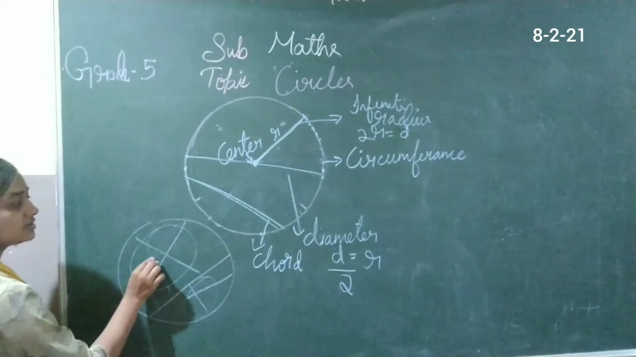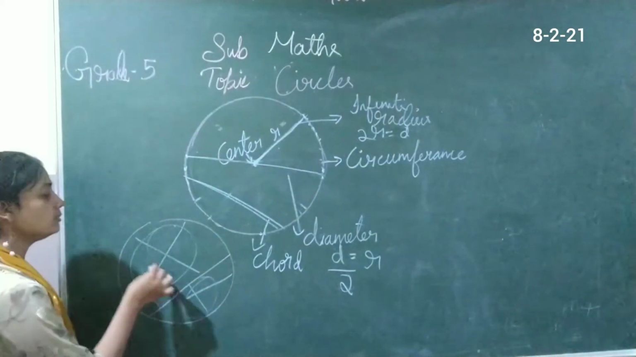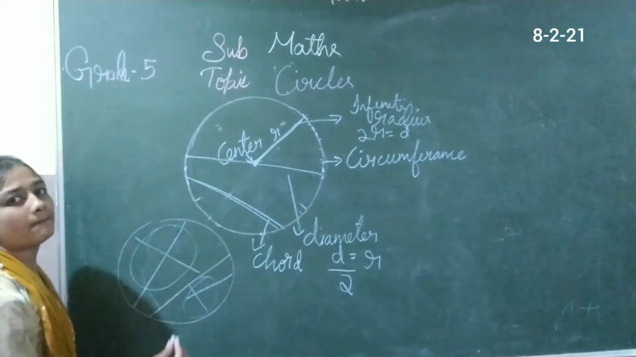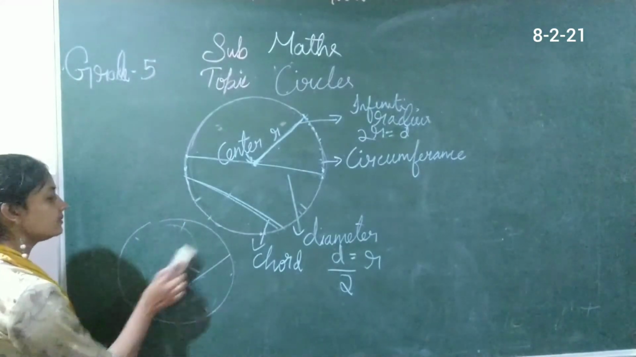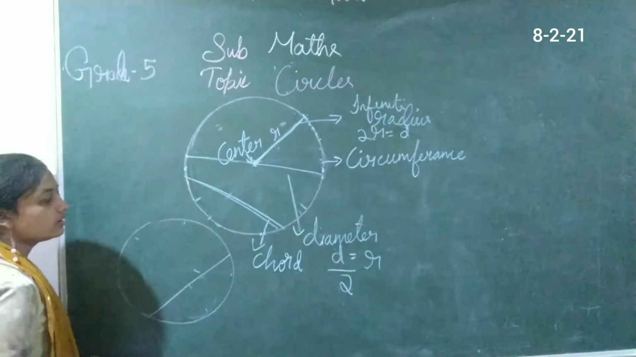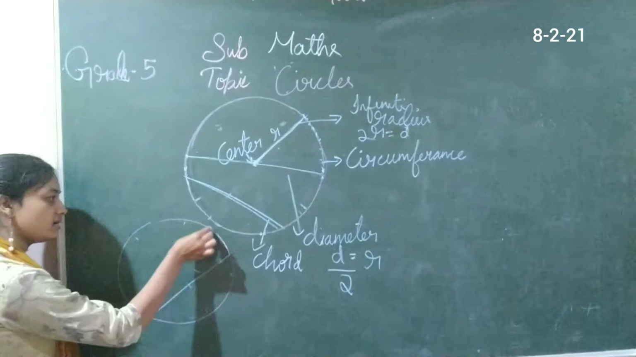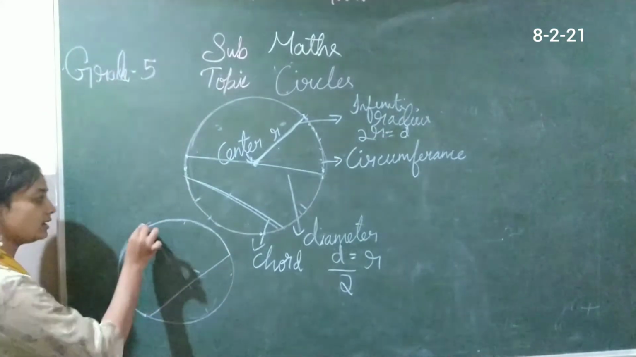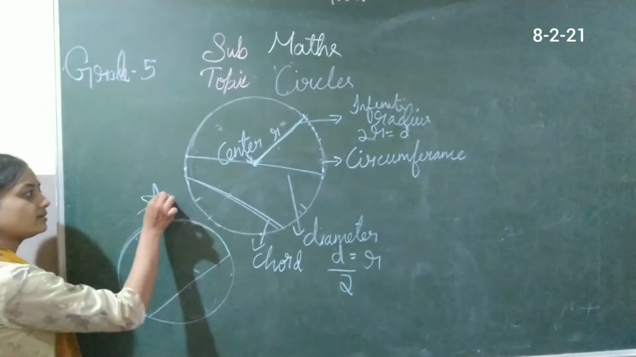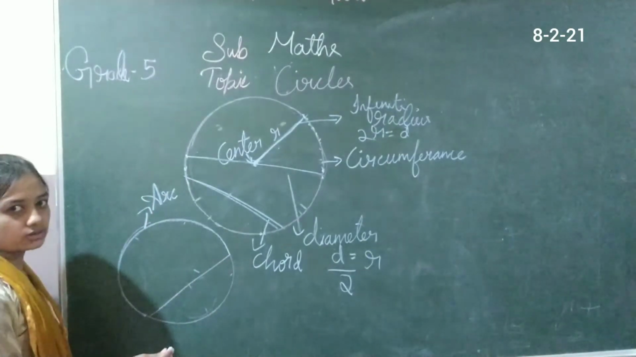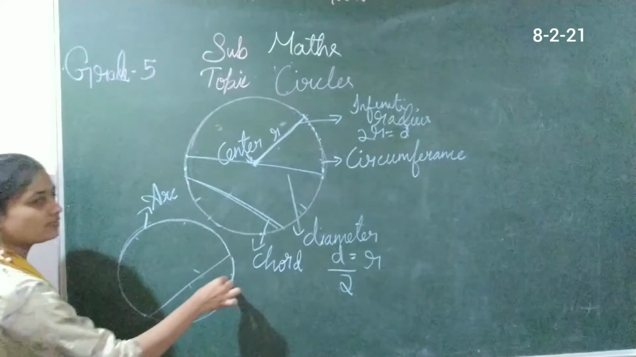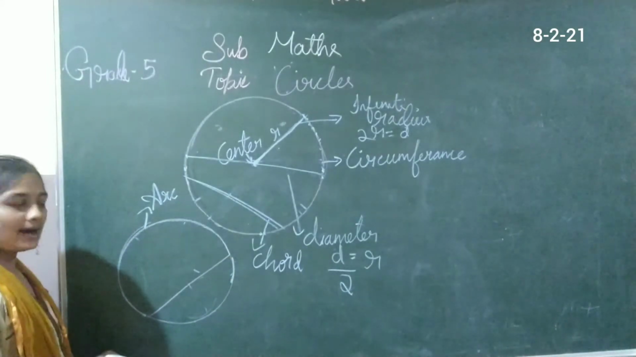This is a major segment. Major means more. So major segment. This is minor segment. And then the line which is here, from here to here, is called an arc. Arc is nothing but a part of a circle. A small part of a circle is called arc.